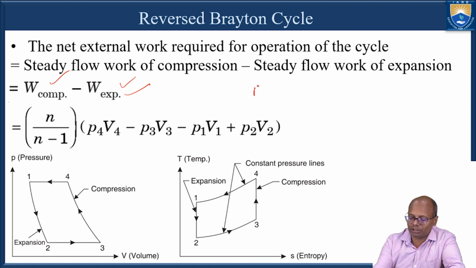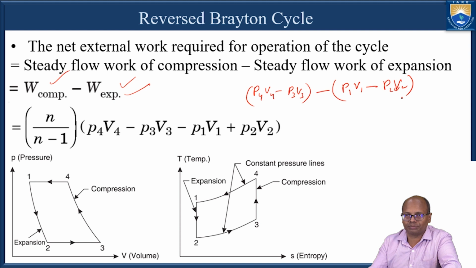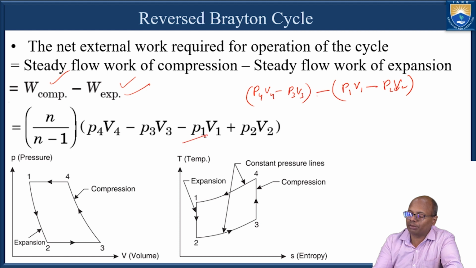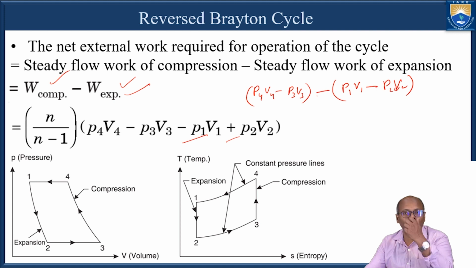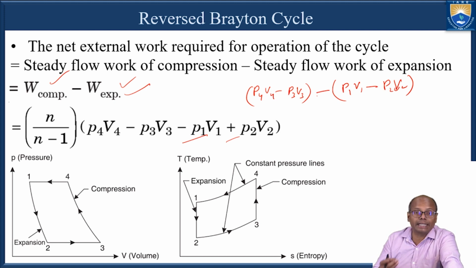So what is the previous one? You can see P4 V4 minus P3 V3. This is the compressor work, minus P1 V1 minus P2 V2. This is the expander work. So if I simplify this, if I take the minus inside, this will be minus, and minus of minus will be plus. So this is the net work supplied by us to the cycle for getting the refrigeration effect.